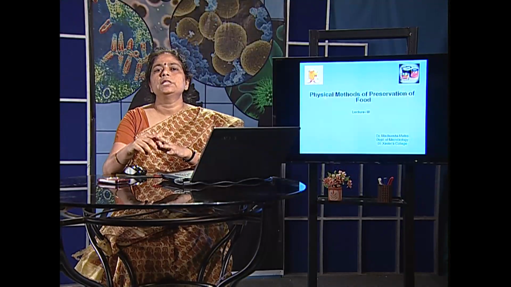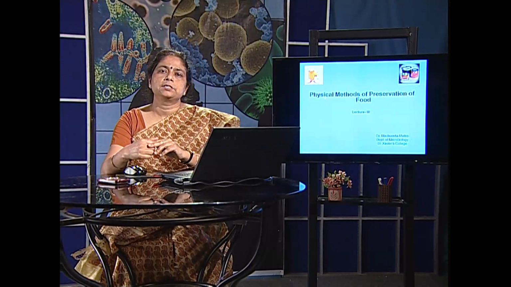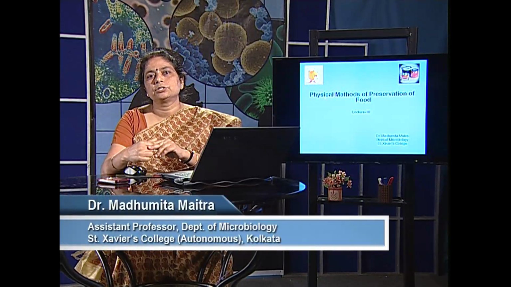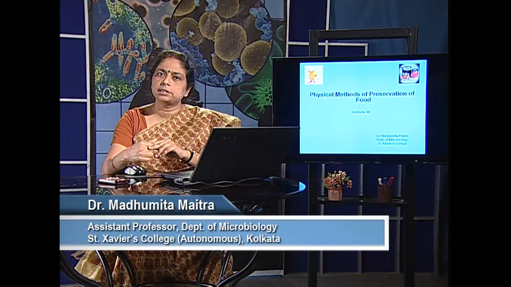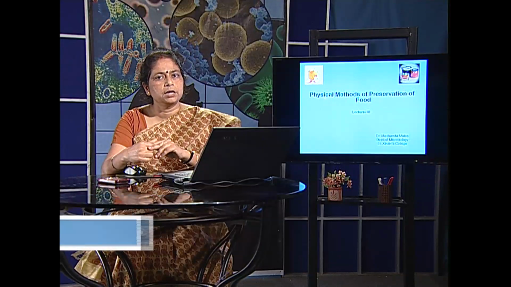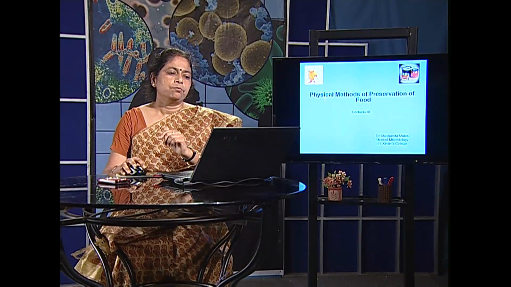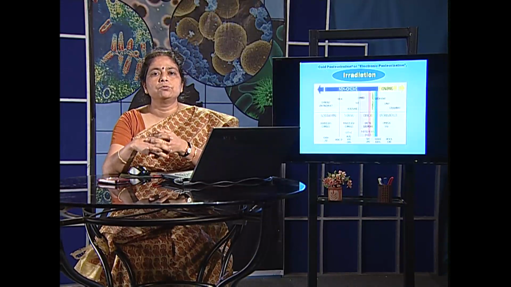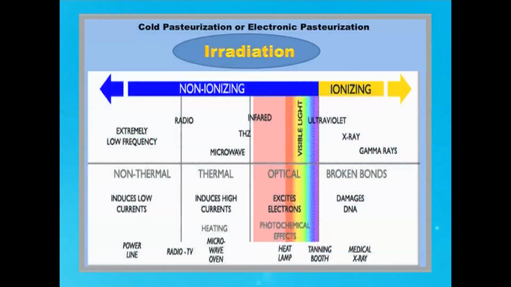Students, we know that there are various physical methods of the preservation of food, and temperature holds a very important aspect in that preservation process. Today in this lecture, we are going to discuss other physical methods other than temperature which are used for the preservation of food in the food industries. The first technique used for the preservation of food is radiation, or food irradiation.